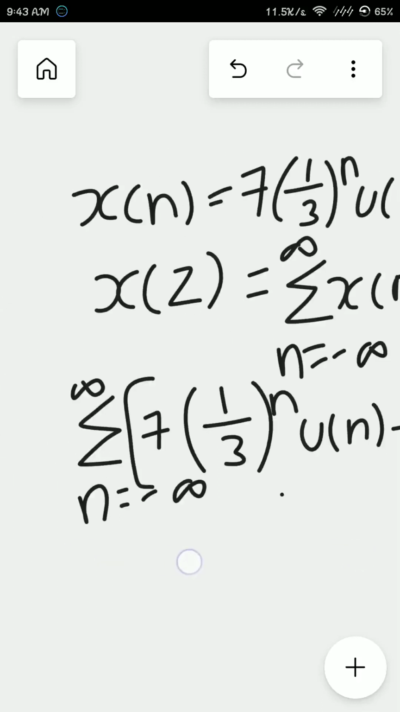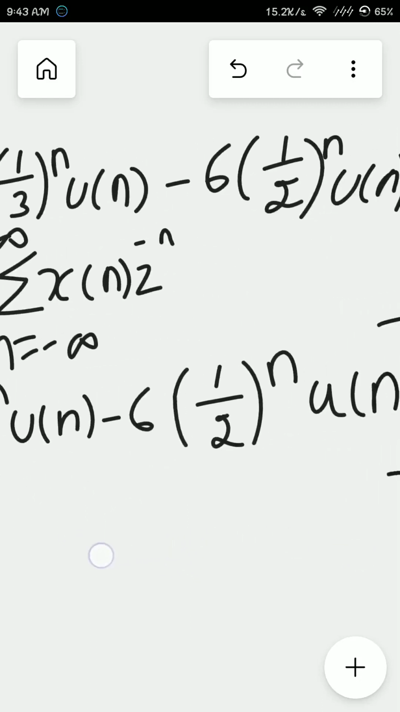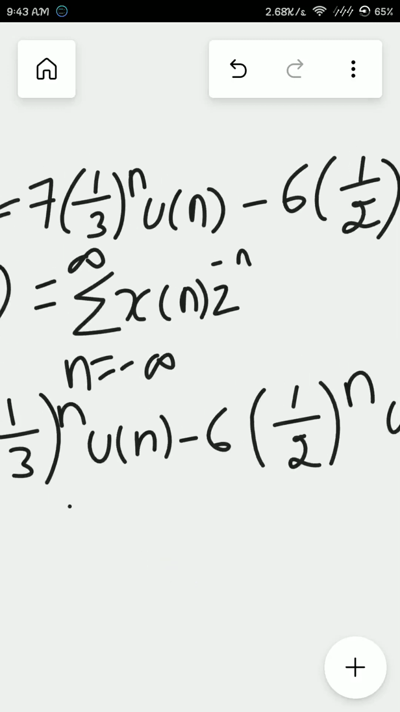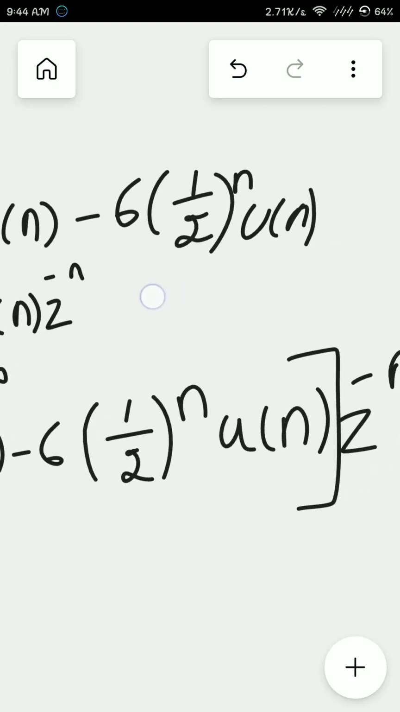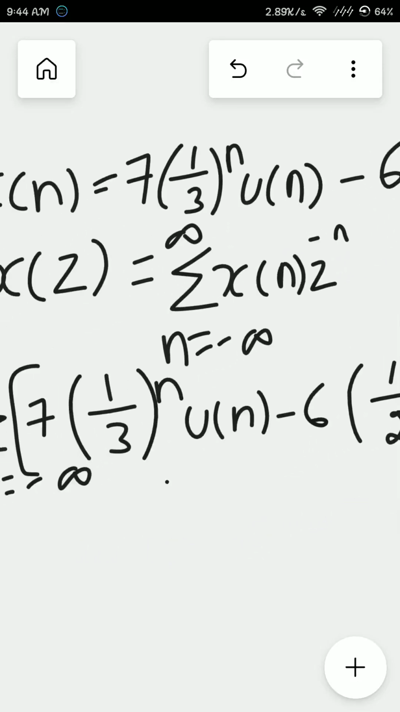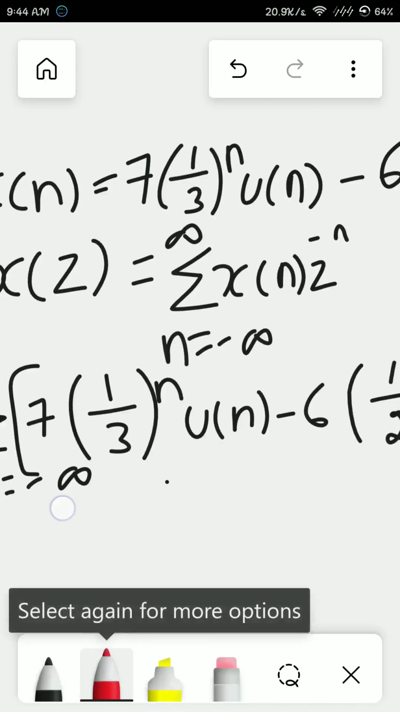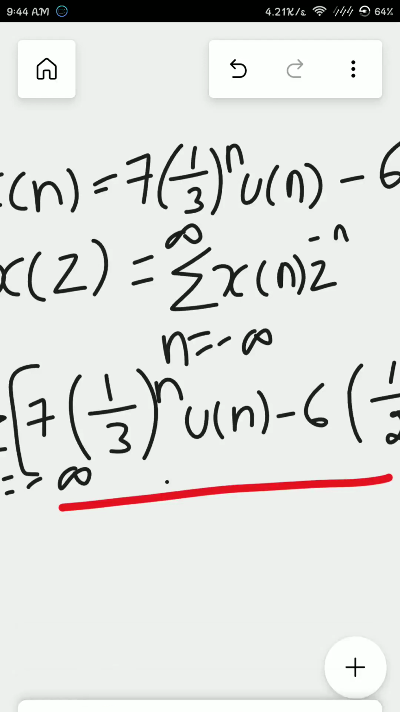So what did we do? We just substituted this particular expression, 7 into (1/3)^n into u of n minus 6 into (1/2)^n into u of n, which was my x of n, the given question, over here. Yes. So now the next thing I have to do is separate it.